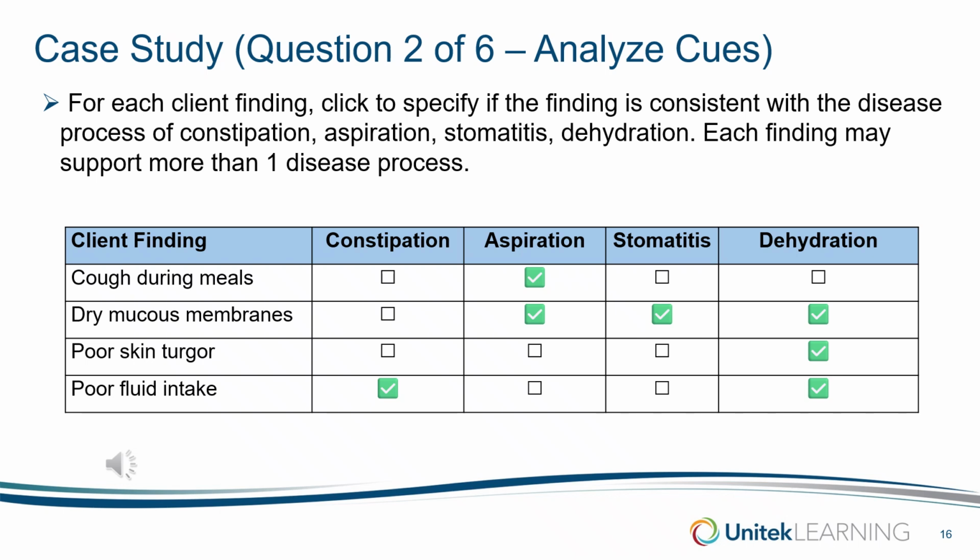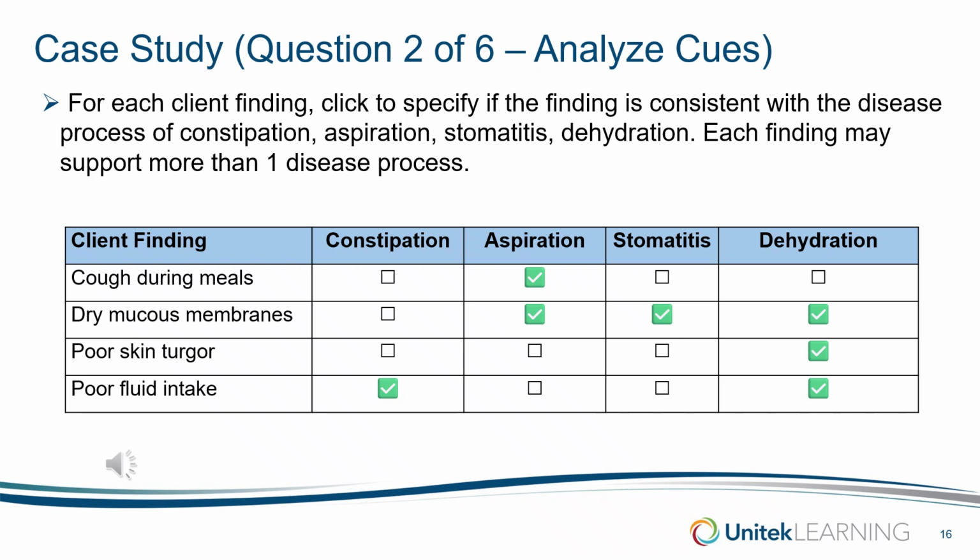Let's review the answers. Here we can start with the client finding of cough during meals. This should match to aspiration. Swallowing difficulty can lead to aspiration pneumonia. Coughing during meals does not correlate to constipation, stomatitis, or dehydration.